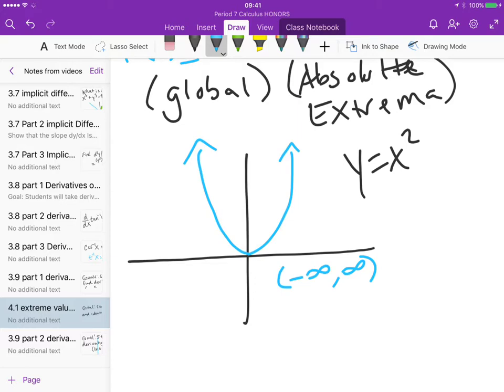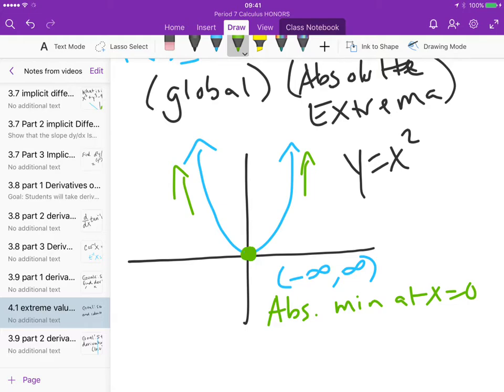Going from negative infinity to infinity, what are the absolute mins and maxes? Well, we can see that we are going to have an absolute minimum, an extreme value, right there at the vertex of the parabola. So you're going to have the absolute minimum at x equals 0. And then the question is, what about an absolute maximum? Because this goes off into positive infinity for the y values, we are not going to have an absolute max. So no absolute max in this case. And that's where we took it in pre-calculus.